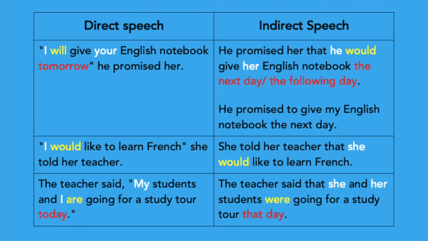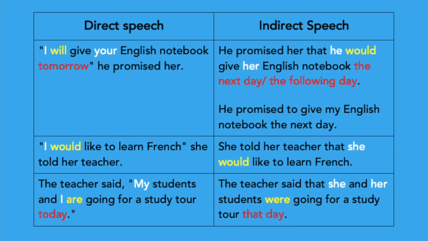I would like to learn French, she told her teacher. Here in this sentence, the modal verb would is used. This is already a past form and there is no way to backshift it. There is no past perfect for modal verbs. So we say she told her teacher that she would like to learn French. Alright. See the next sentence.